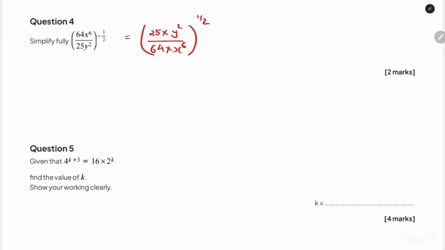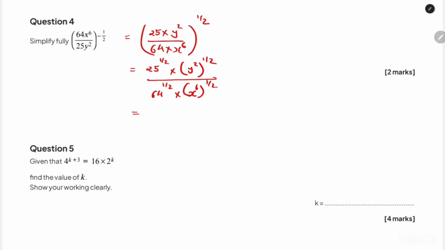But in this case, inside the bracket you cannot simplify anything, because 25 and 64 cannot cancel with each other, and in y square and x raised to 6 you cannot subtract the powers because the bases are different. So we don't have any choice, just give them separate powers. So y square raised to 1 by 2 upon 64 to the power 1 by 2 into x raised to 6 to the power 1 by 2.